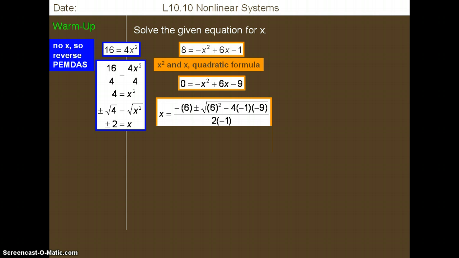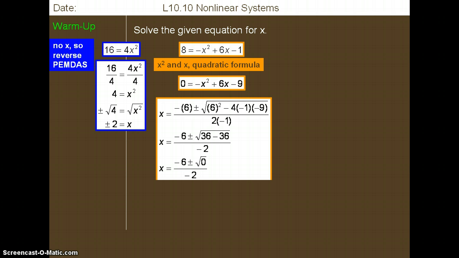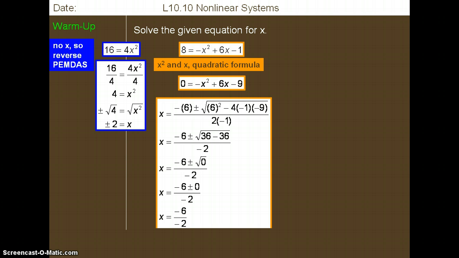The first step of the quadratic formula involves calculating 4 things: 1, 2, 3, and 4. So what we come up with is negative 6 plus or minus the square root of 36 minus 36 over negative 2. Which comes out to be negative 6 plus or minus the square root of 0 over negative 2, which is really like negative 6 plus or minus 0 over negative 2, which is really just negative 6 over negative 2, a positive 3.